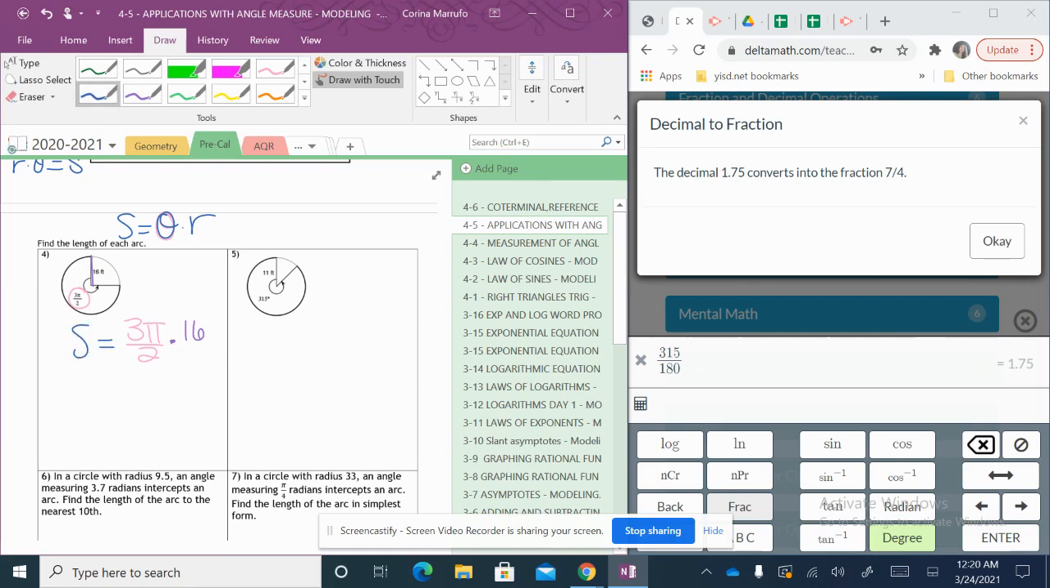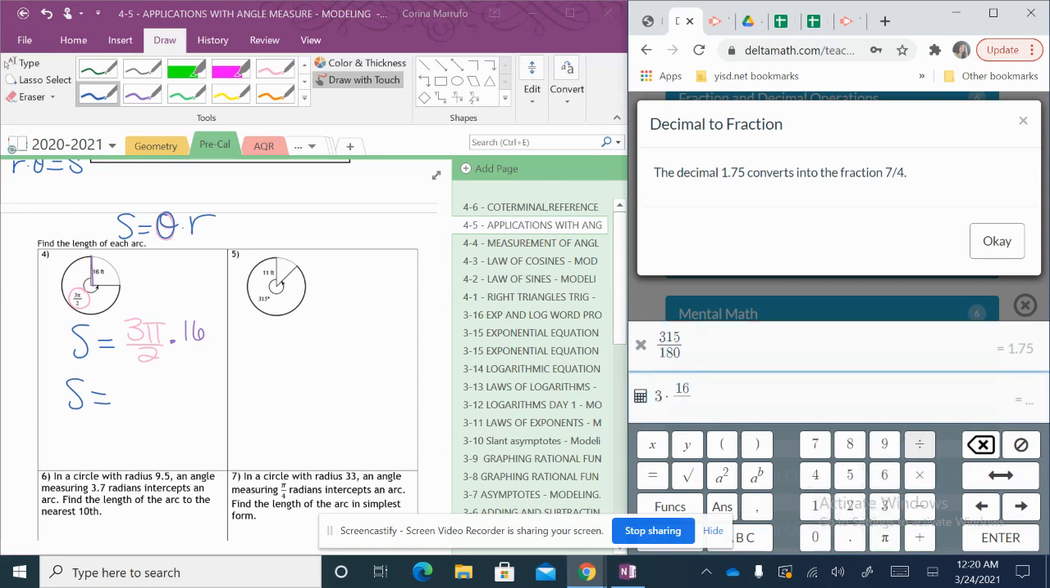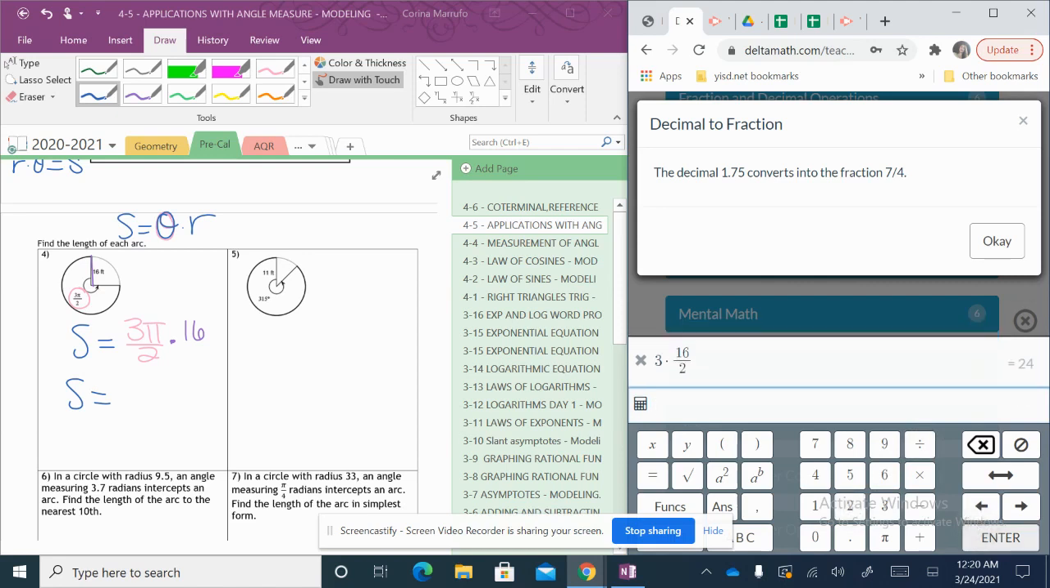So I'm going to go ahead and simplify this. s is equal to 3 times 16 divided by 2. That is going to give me 24, so this would give us 24 pi.